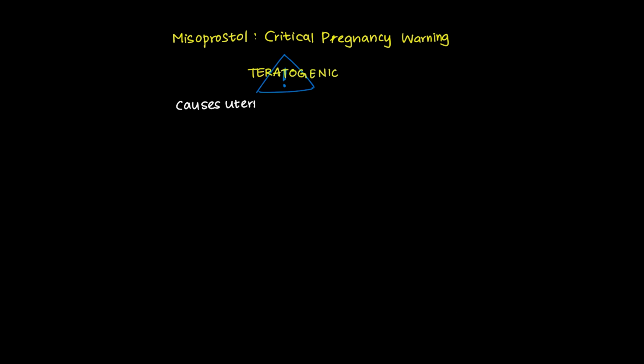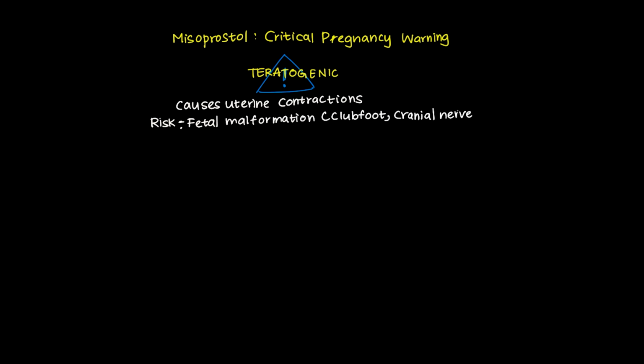Misoprostol is prescribed to prevent gastric ulcers in patients on long-term NSAID therapy, but there is a massive safety concern that overrides everything else when the patient is a woman of childbearing age. Misoprostol is a prostaglandin analog, and prostaglandins stimulate uterine contractions. That means misoprostol can cause spontaneous abortion and pregnancy loss. On top of that, it carries a high risk of fetal malformation, including clubfoot and cranial nerve abnormalities.